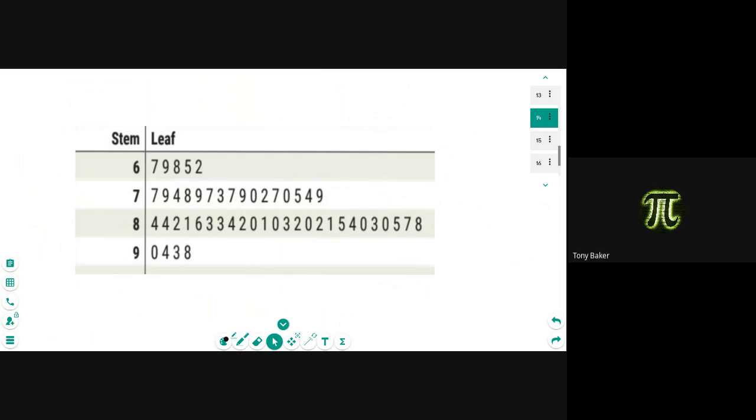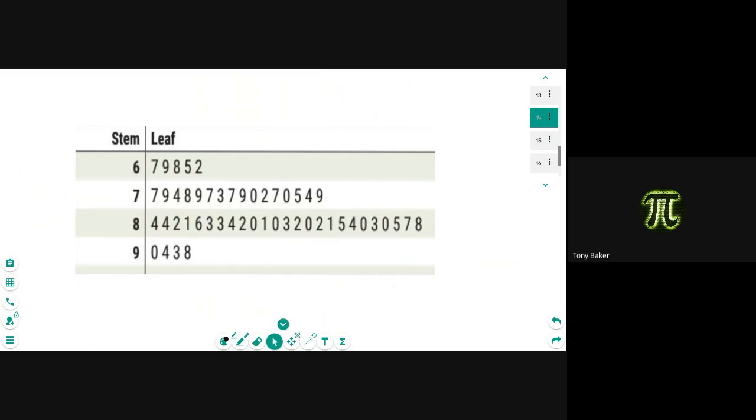How many classes do I have in this one? I have 4 classes. What's the class width? It's 10. Stem and leaf plots always have a class width of 10, okay? Because they are based on our actual number system.